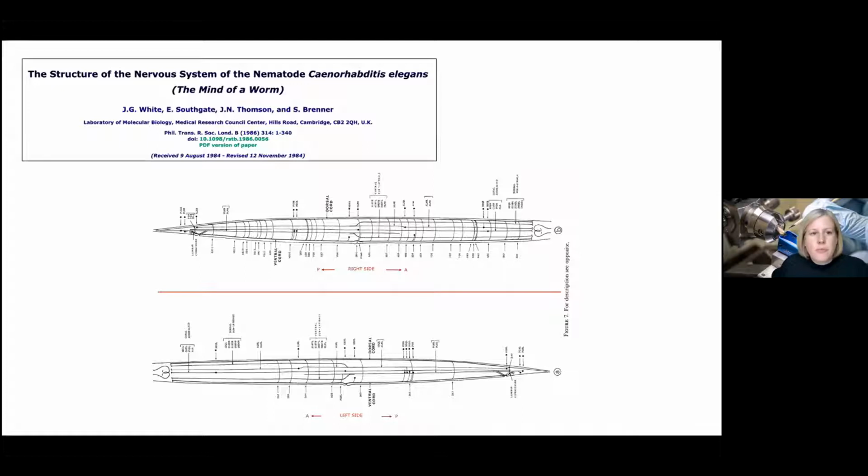So one of the pieces of work that really inspired me early on when I was starting to understand the potential of volume electron microscopy was the work of White, Southgate, Thompson, and Brenner. So this was published in the 80s, and the subtitle of the paper was The Mind of the Worm. So they took individual C. elegans, they prepared them and embedded them in resin, and then they sectioned them in a process you can see behind me. So that's embedding the sample in resin and cutting it into ultra thin sections into about 10,000 sections, and imaged each section in order, and then took all of those images and stacked them up into a volume so that they could reconstruct the wiring diagram of the nervous system of the worm.